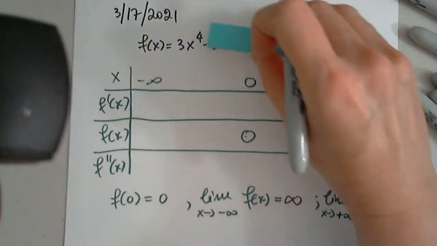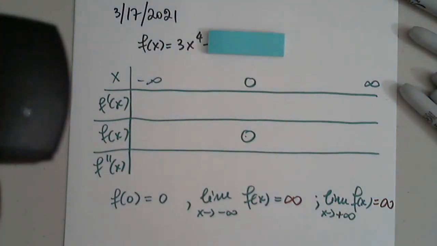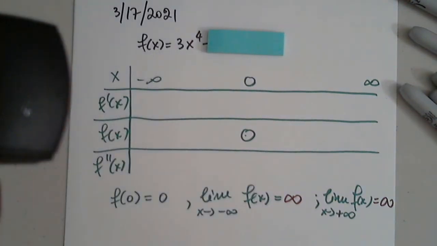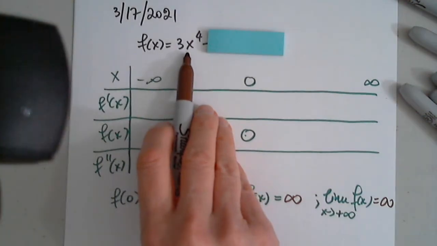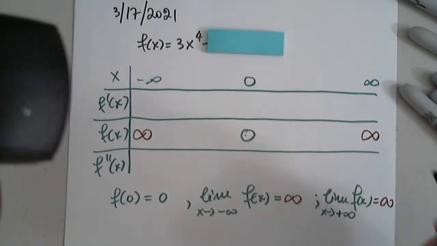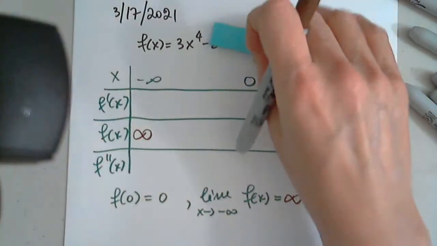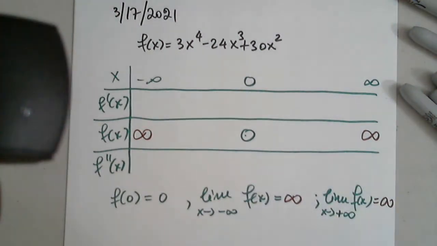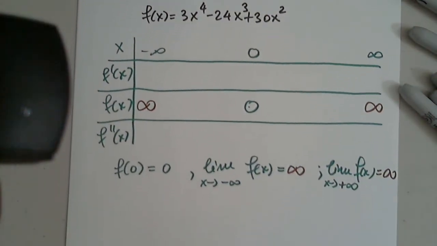Right, because these terms are too small to matter. The leading term is the one that dictates. So if I plug in infinity or negative infinity, it doesn't matter. Both will be infinities. Very good. Is that clear, everyone? Okay, very good.